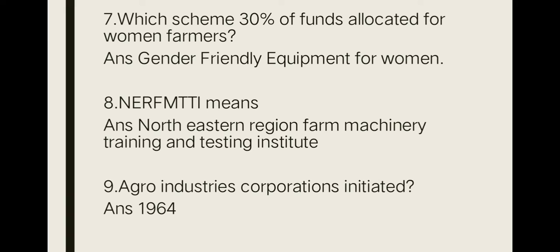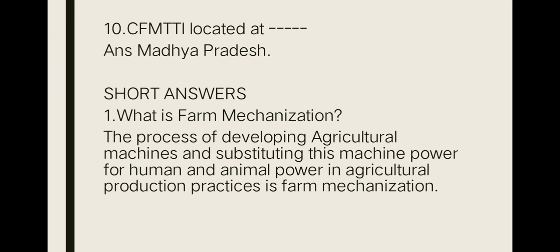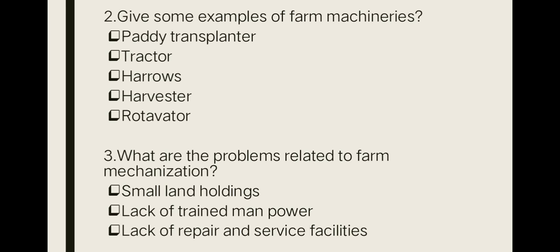This corporation was initiated because it is an interaction between agriculture and industries. What farmers need, they provide that. CFMTTI is located at Madhya Pradesh. So these are some short answers. What is farm mechanization, as we saw early? Give some examples of farm machineries.